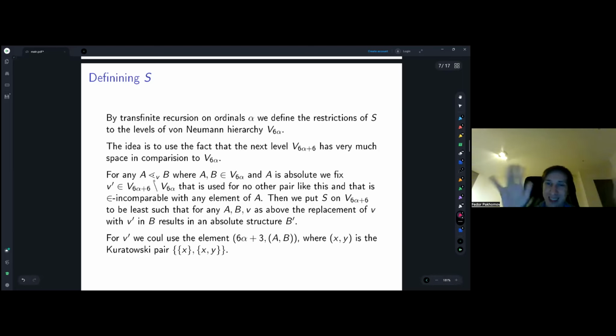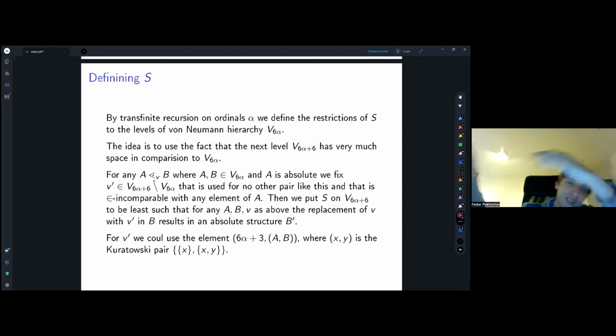So basically, the situation we are interested in. We fix some element v prime that witnesses this collapse of B to the structure B prime that will be absolute. And this v prime should, of course, be from this new part. So it should be an element whose rank is below 6 alpha plus 6, but above 6 alpha. And then, of course, this v prime should be distinct for all pairs like this.